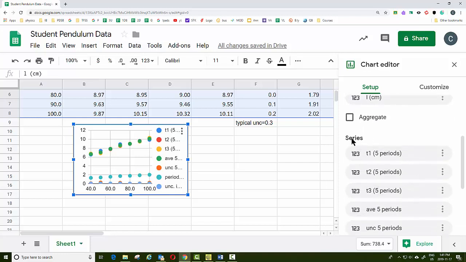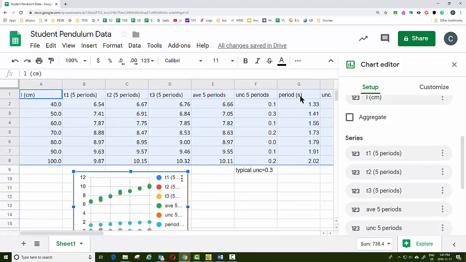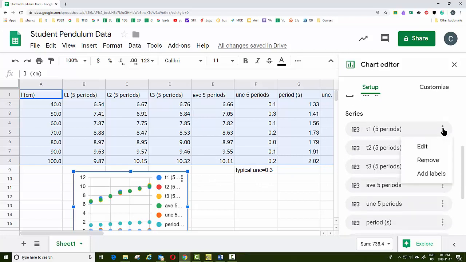But here, the series, that's really your y values. You can see that I've got a whole bunch of series. The only one that I really want is this one here. I want to plot the period on the y-axis versus the length on the x-axis. So I'm going to get rid of all of these except for the one that says period.